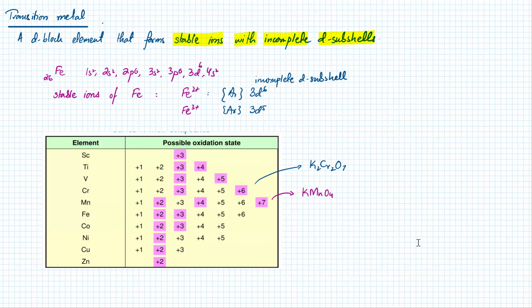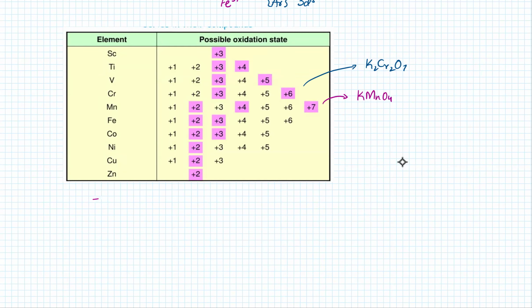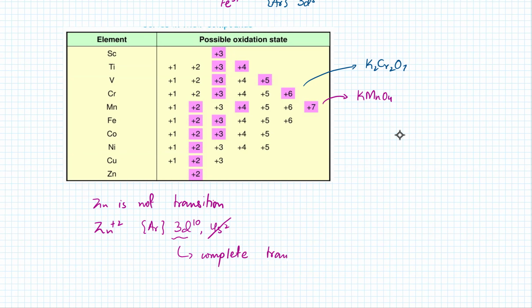Now that's the first thing. There are certain elements which are not going to have stable ions with incomplete d subshells. Some of those elements are scandium and zinc, for example. Zinc is not a transition metal. Why? Because simply put, it doesn't have an incomplete d subshell. Zinc is argon followed by 3d10 4s2. So when it forms a +2 ion, and that's the only ion that it usually forms, it's got a complete 3d subshell. Is that clear? So zinc is not a transition metal. This one is a complete d subshell. Similarly, scandium is not a transition metal.